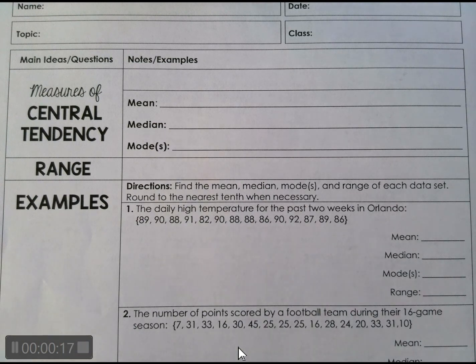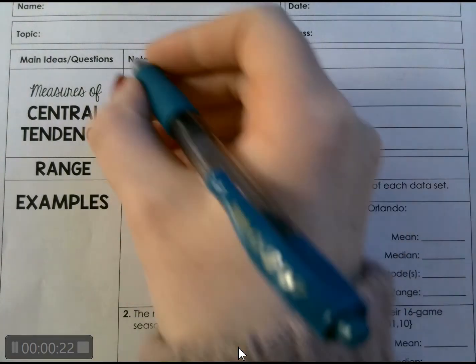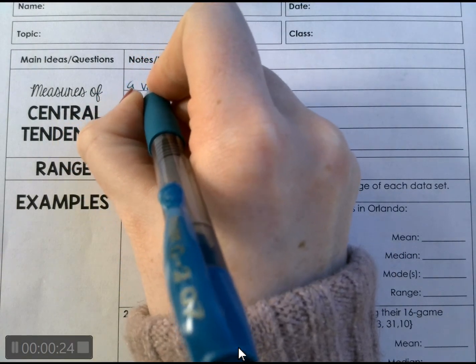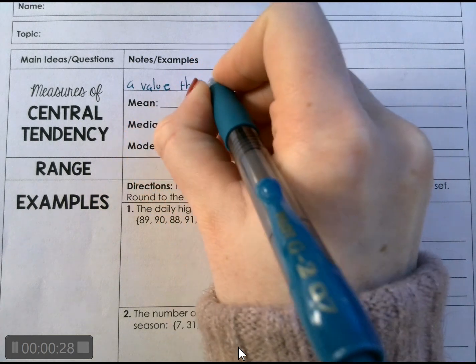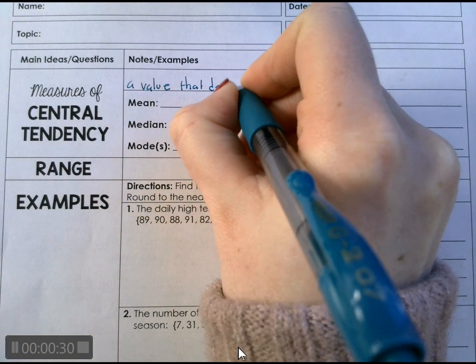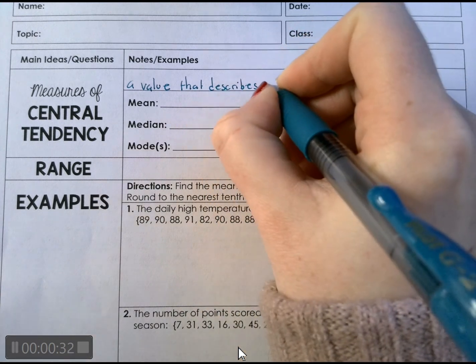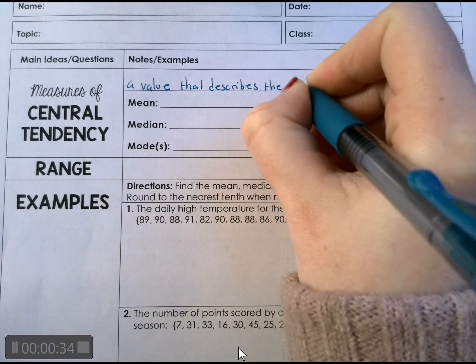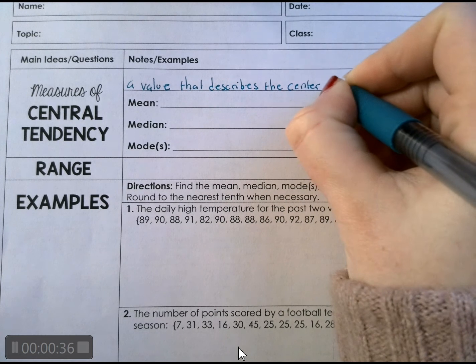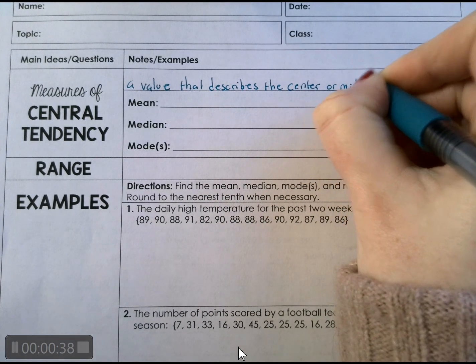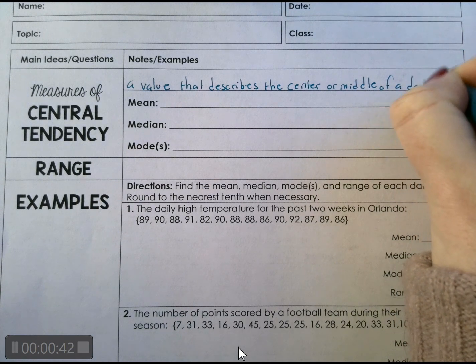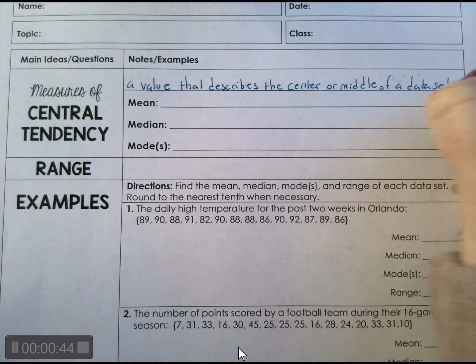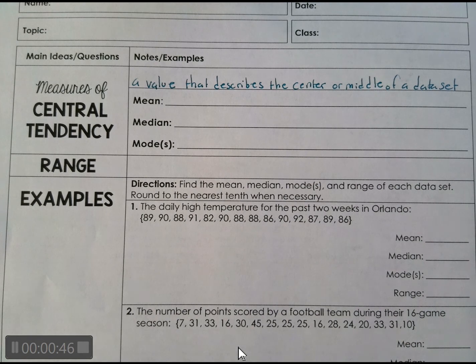Okay, so measures of central tendency are values or a value that describes the center or middle of a data set. And data being a set of numbers.